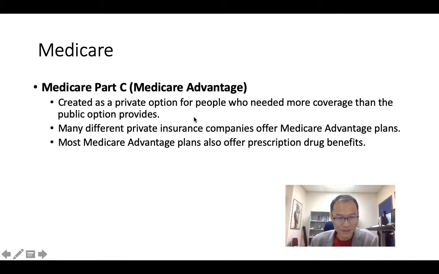So Part C is a private option for people who need more coverage. So basically you're buying your own insurance under Medicare. Many private insurance companies offer this option, and most of them, not all of them, also offer prescription drug benefits.